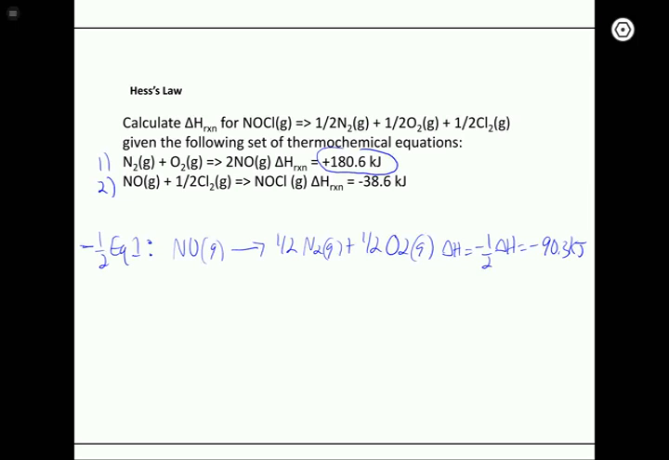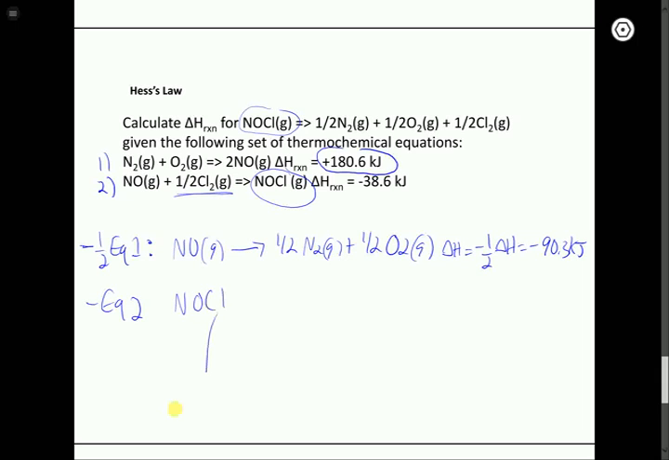And then for the second equation, we see that we need NaCl as a reactant, but it's on the product side of our second equation. Our overall reaction has NaCl as a reactant. We also need 1/2 Cl2 as a product, so we're just going to flip equation 2. That will also allow us to cancel out NO. So if we flip equation 2, we get NaCl going to NO plus 1/2 Cl2.